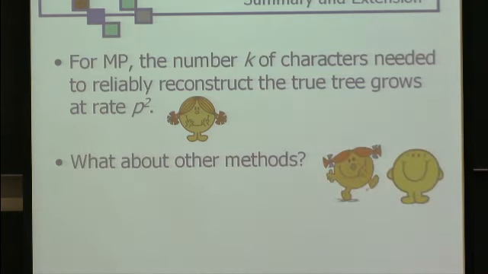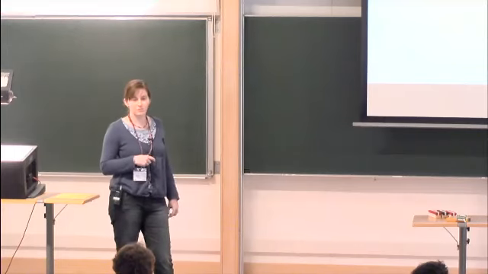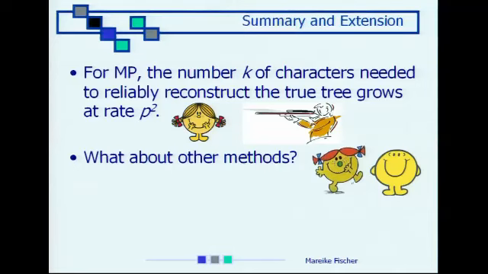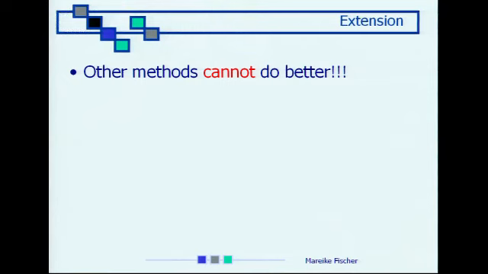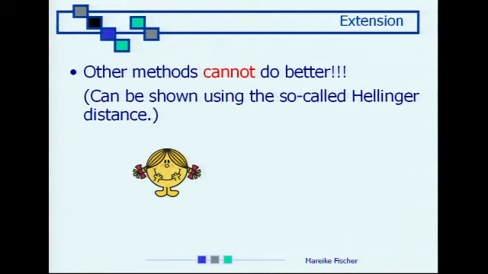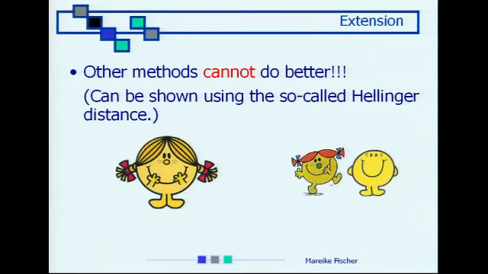However, there are still the other guys here, Mr. Distance Based and Mr. Likelihood, who like to attack Miss Parsimony, right? We all know that she's statistically not consistent and so on. And so the question is, can they do better? For instance, can they do it at a rate p? And the answer to this question is no, they actually cannot. And this can be shown using the so-called Hellinger distance. So basically, no method can do better than that here. Okay, so in this case, Miss Parsimony can shoot back, and she wins.